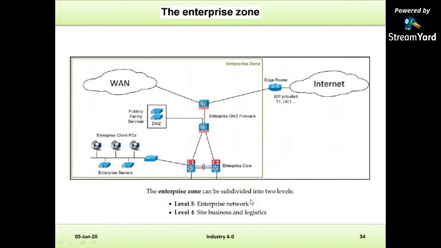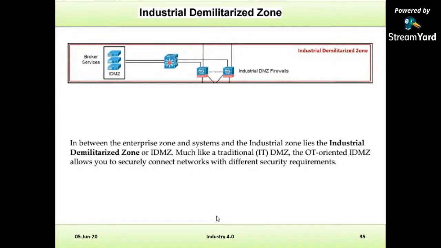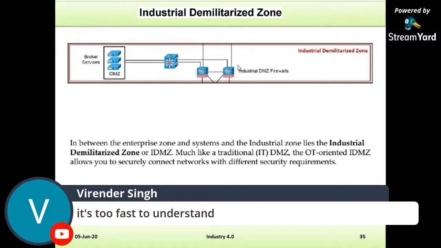This enterprise zone can be divided into two groups: one is the enterprise network, and the second is site business and logistics. Level 4 comes under this layer, which is called the enterprise core. Apart from that, we connect with a WAN and the internet, which is the site business and logistics. Then comes the industrial demilitarized zone. Here you provide firewalls, and we also introduce some security level of program monitoring that we are going to utilize.